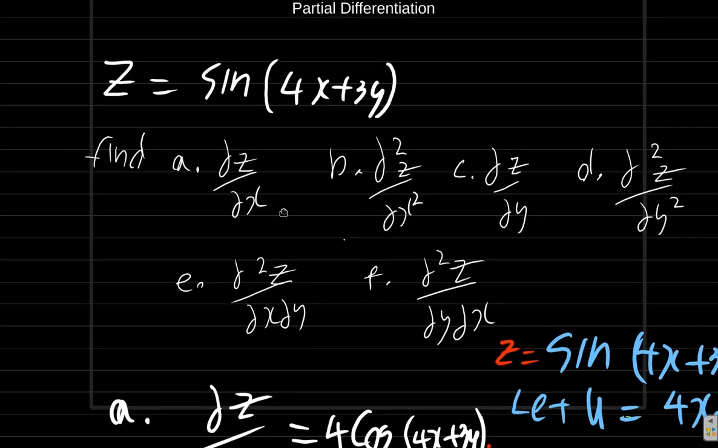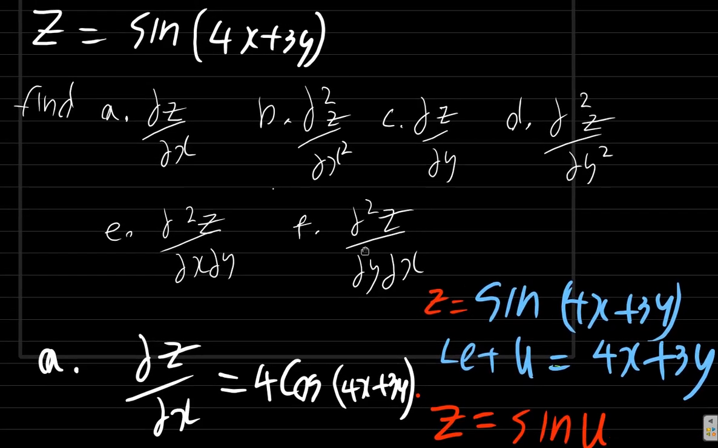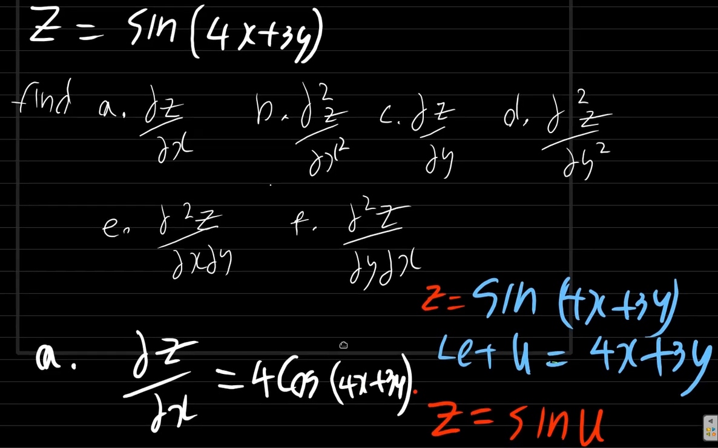Nice. Now if you're doing it mentally, you would say the outside function is sine of something. When you differentiate sine of something, you get cos of that thing. So it's cos of 4x plus 3y, times the inside function differentiated with respect to x. What do you get? You get 4. And you multiply them. So you could have got that by doing it mentally, right?